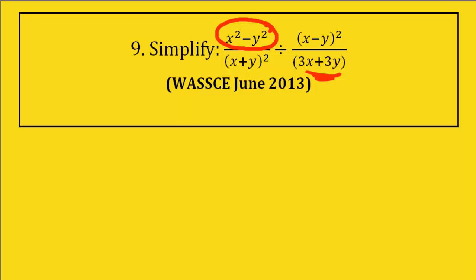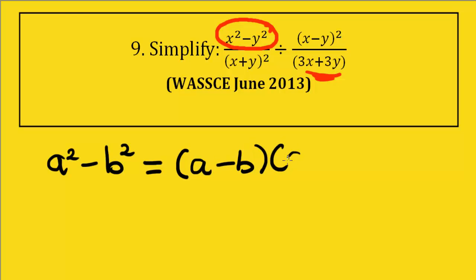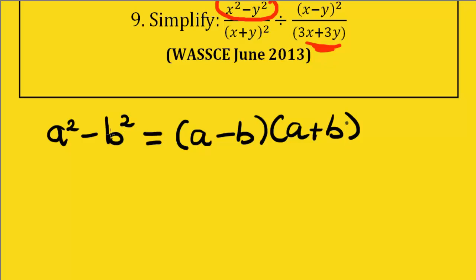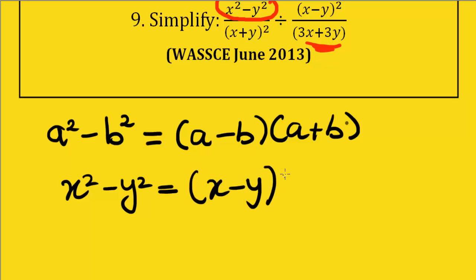So let's proceed. First of all, just a reminder of the difference of two squares. If you have an expression of the form a squared minus b squared, where a is a number or variable and likewise for b, you can rewrite it as a minus b times a plus b. So that's one thing you need to know. Therefore, the x squared minus y squared term in the given expression can be written as x minus y times x plus y.